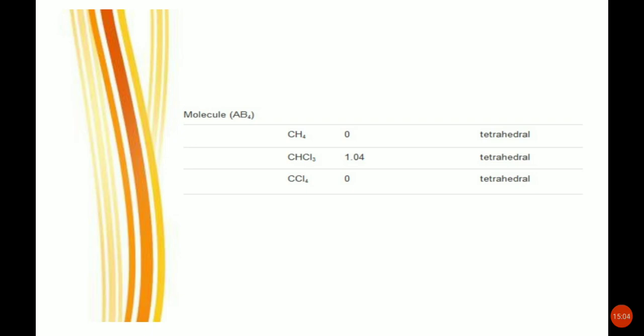CHCl3 is known as chloroform. CHCl3 is chloroform, 1.04, tetrahedral. CCl4 0, tetrahedral. So today we have discussed polarity of bonds.